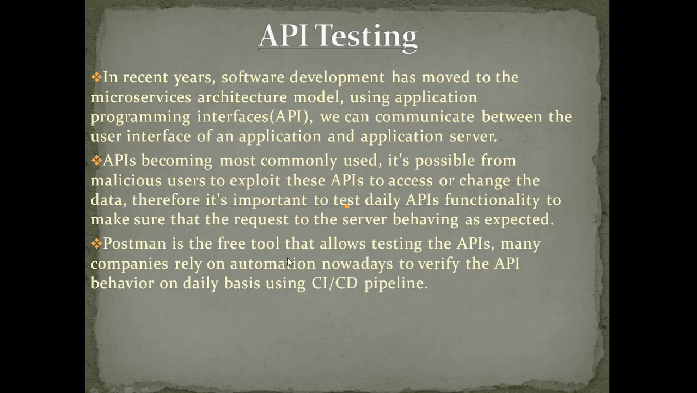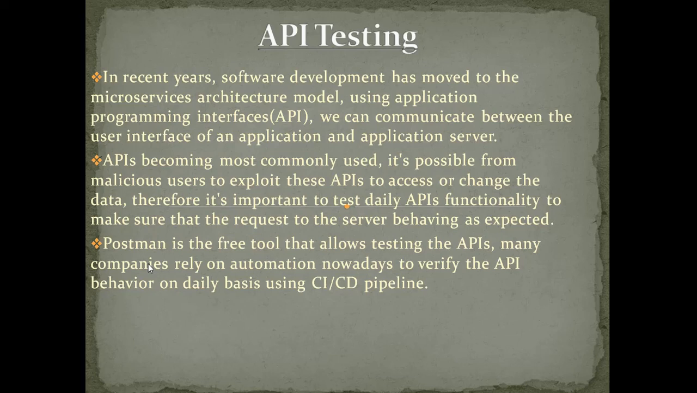So Postman is a free tool that allows testing the API. Many companies rely on automation nowadays to verify the API behavior on a daily basis using a CI/CD, continuous integration, continuous development pipeline. So here Postman is a tool which we can use to test the API. In Postman we can automate the API.